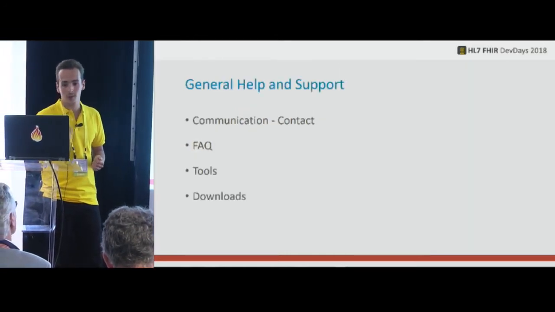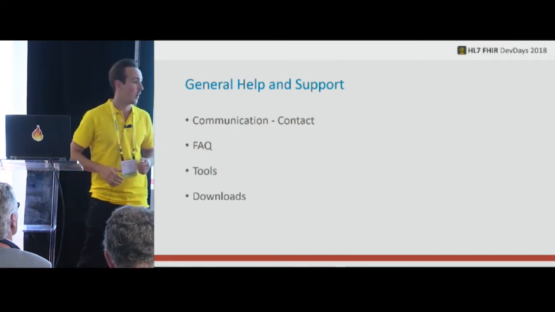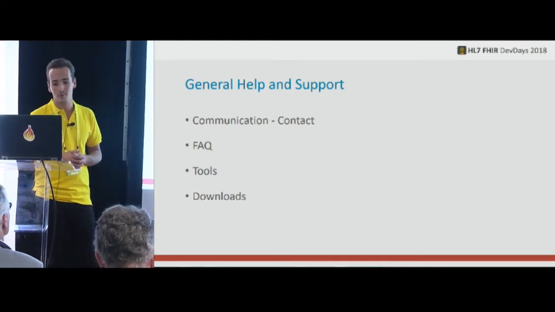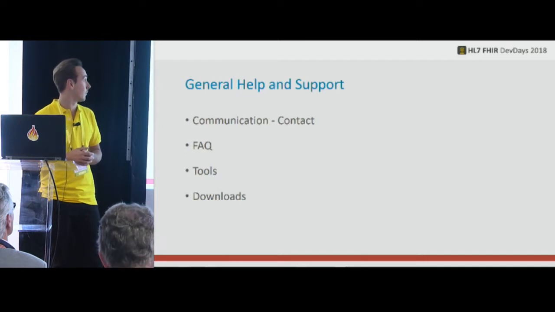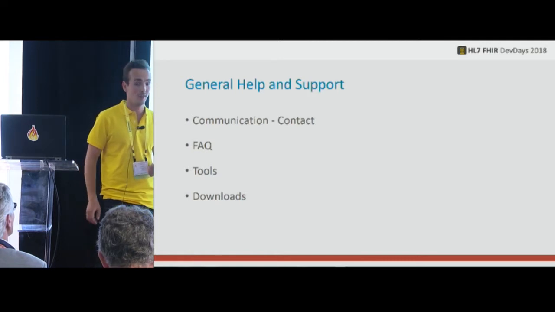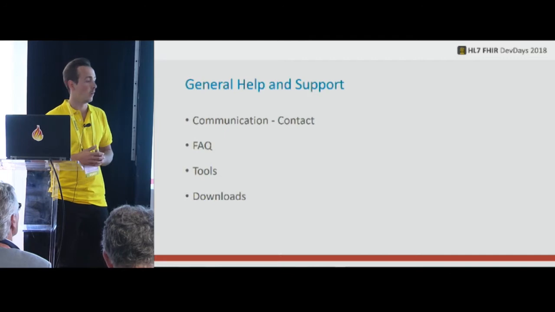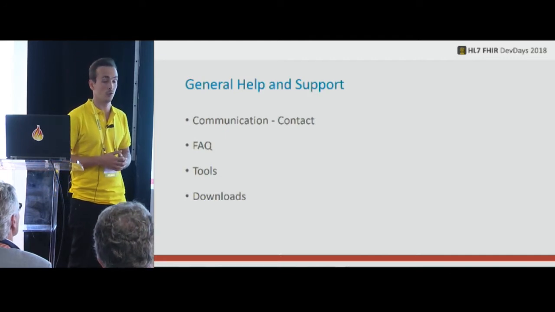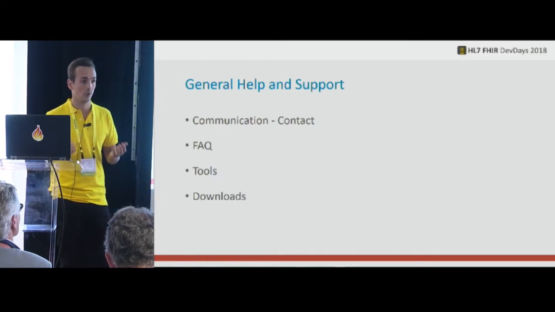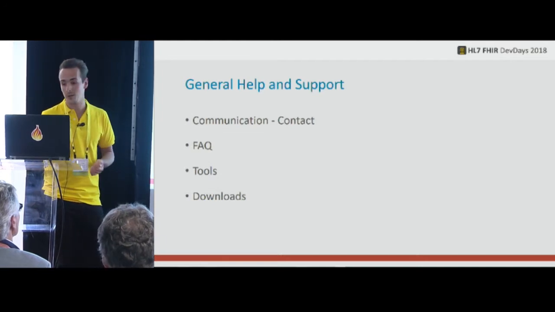Well, the last section is the general help and support section, where you should not forget to include your contact details and how to provide feedback. It's also good to include frequently asked questions if applicable. It may help decrease your implementation burden. And this is also the place where you would list all the tools that implementers could use to help them implement the solution faster. And of course, a section where you can download all the artifacts in your implementation guide.